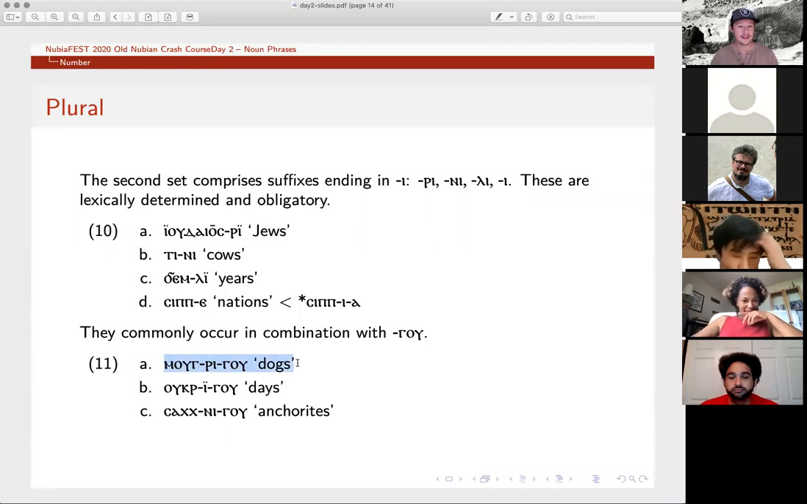And you also can get combinations of the two, right? So you can get things like mukriku, dogs, or ukriku, days. And here we know from other instances that this e is a plural marker and it's not an epithetic vowel. And Sahniku, anchorites, right? So we see this also appearing both with Nubian words like Muk or Ukur and loan words like Sah, Yudaios, and probably also Sip is a loan word. These plural suffixes in e are lexically determined. So you need to learn them, basically. They are not predictable and they are part of the lexicon.